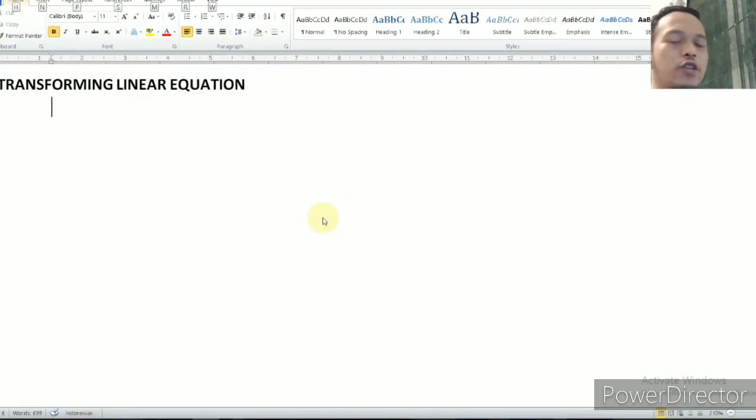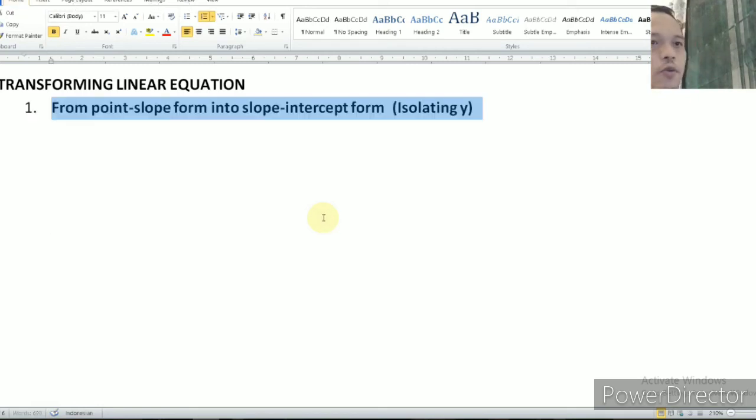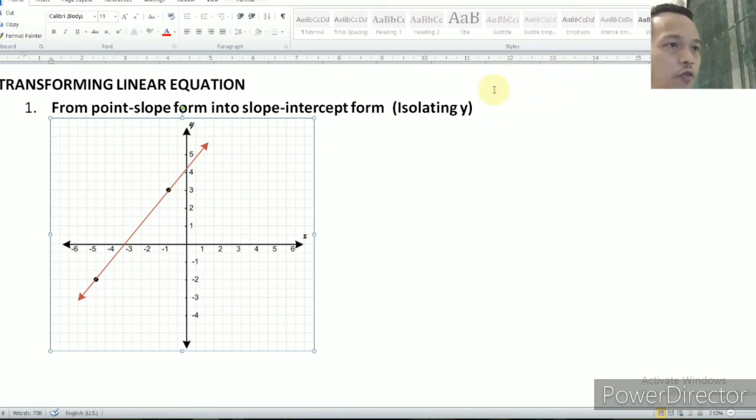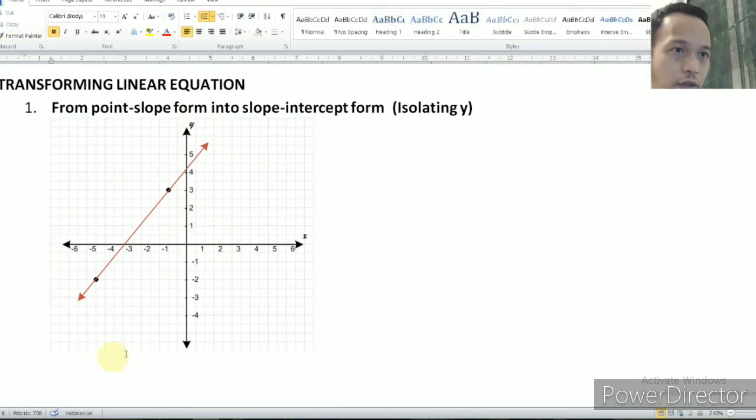Since we have already learned three different forms of linear functions, the last thing that you need to learn is how to transform the linear equation. The first one: how to transform from the point slope form into slope intercept form. If you're given a point slope form, how do you transform it into the slope intercept form? Of course, the method is by isolating y. So let me give you an example. From the previous example, when I gave you this graph, if you still remember, you can figure out the point slope form.